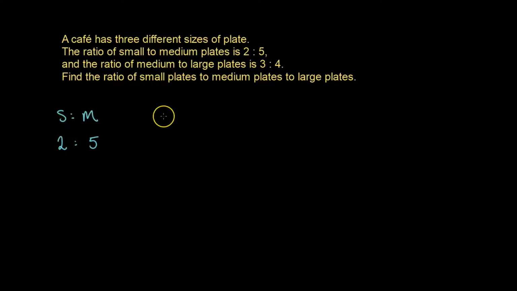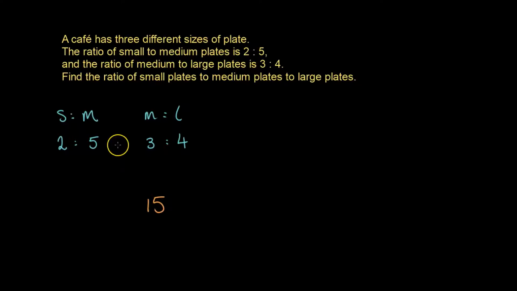And the second ratio here is between medium and large plates. So for every 3 medium plates that I have, 4 large plates. Let's think of a scenario where I have a certain number of medium plates. And in this scenario, well, let's see, I'm going to have 15 medium plates. So what is the number of small plates that I have going to be?